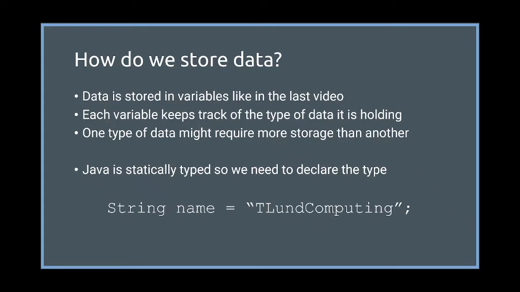One thing that we also need to know is that Java is statically typed, which means you actually need to declare what type of data you are wanting to store. So in the example below, you can see I've got a variable that's called name. I am declaring that it is the string data type, and it's going to be equal to the string T-Lund computing. And at the end of every line, we finish it off with a semicolon.